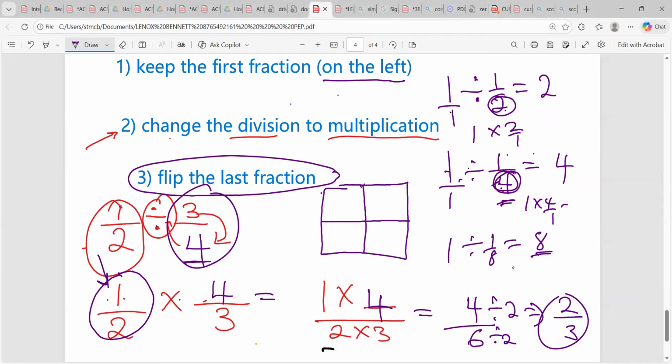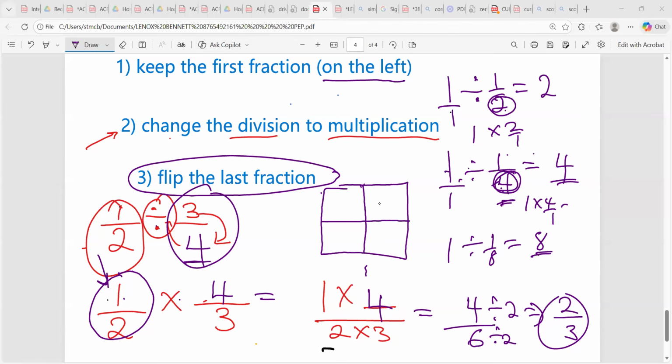So that is why we change it to multiplication and we flip it. So basically you can use your book page and basically do that. All right, so let's look at another one. Somebody said no. Yeah, I know it too as well.